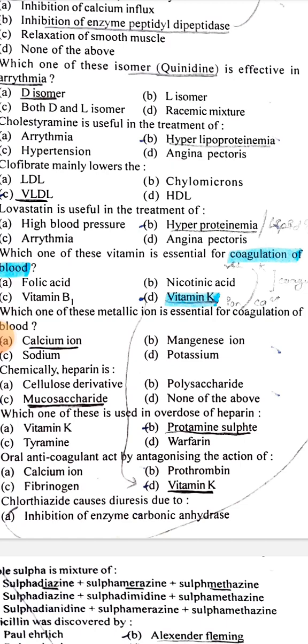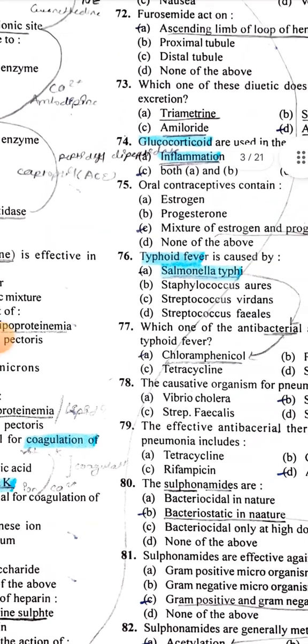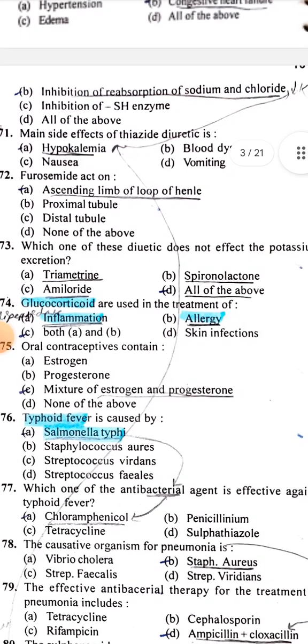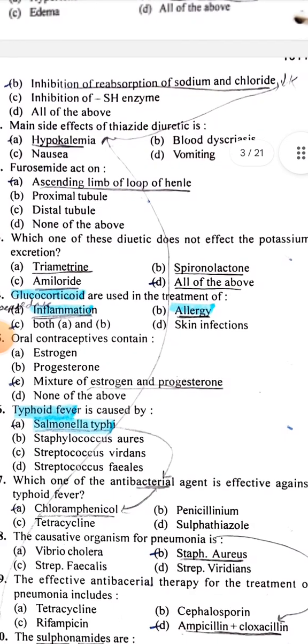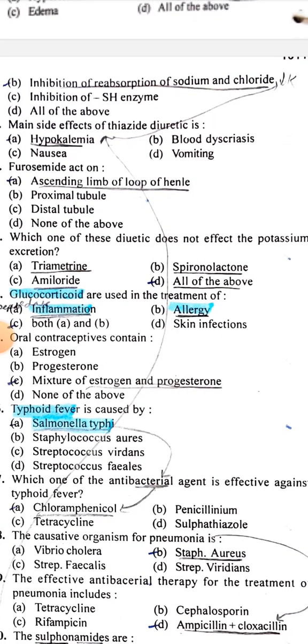Chlorothiazide causes diuresis due to inhibition of enzyme carbonic anhydrase. Main side effect of thiazide diuretics is hypokalemia. Furosemide acts on ascending limb of loop of Henle. Which one of these diuretics does not affect the potassium excretion? That is all: spironolactone, amiloride and triamterene, because these are potassium sparing diuretics.